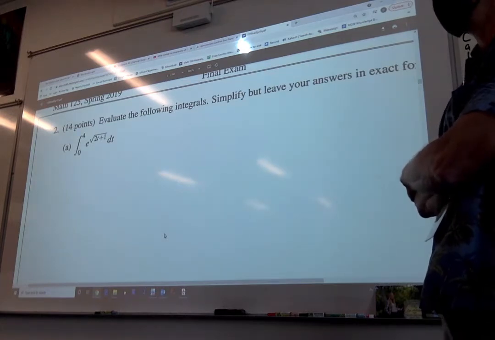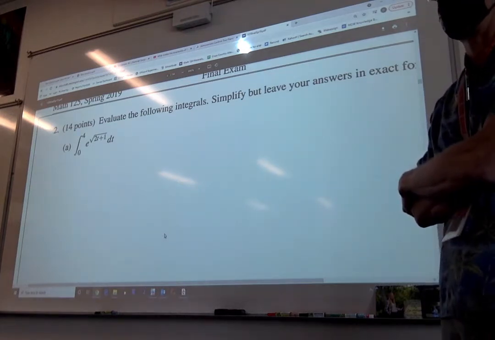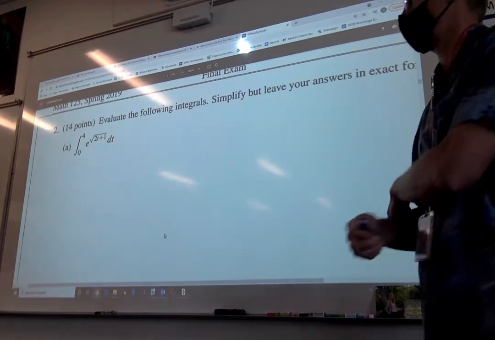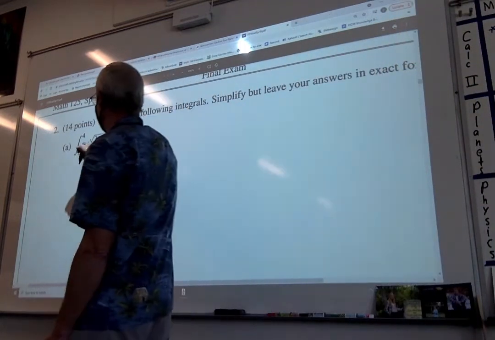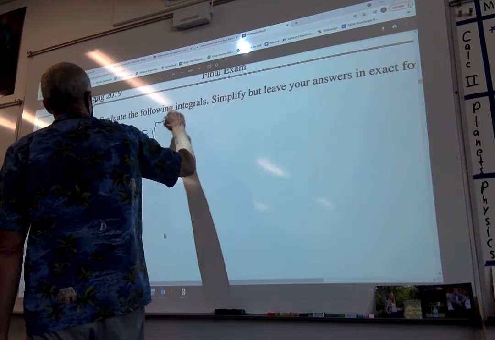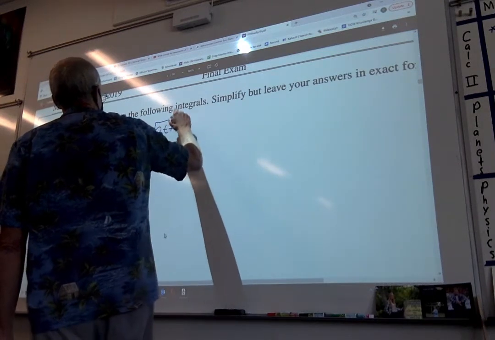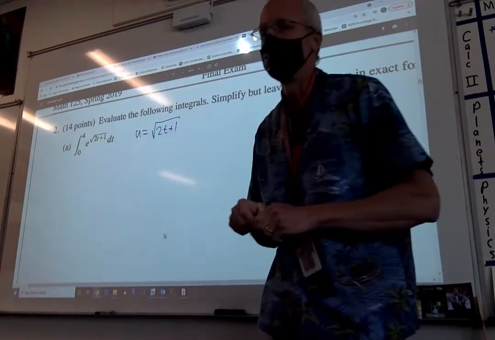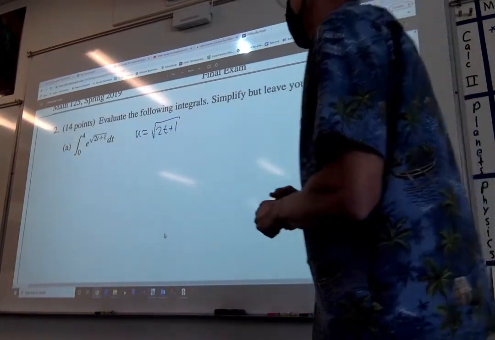One like this is going to be a u substitution, with a square root of 2t. So the question is, what do we let u be? We want to have an e to the u. So I think you have to let u equal root 2t plus 1. That's not obvious this is going to work. Looks ugly, but let's see what happens.